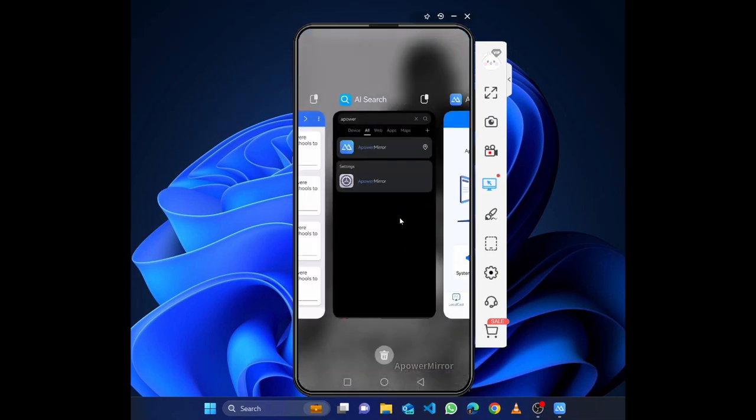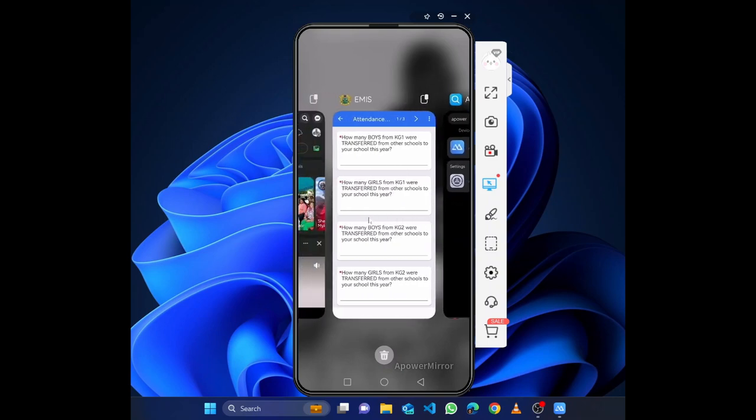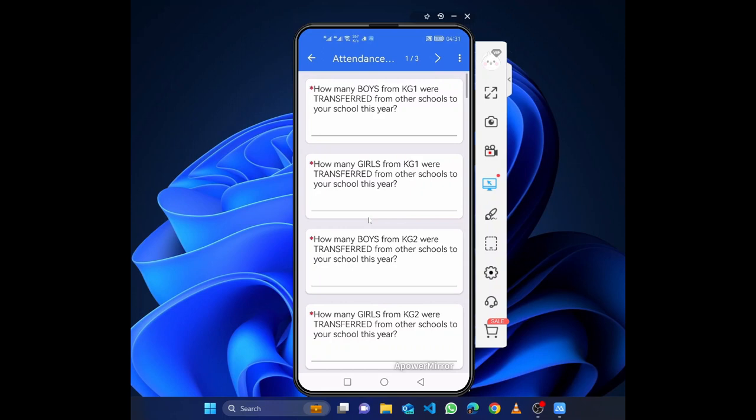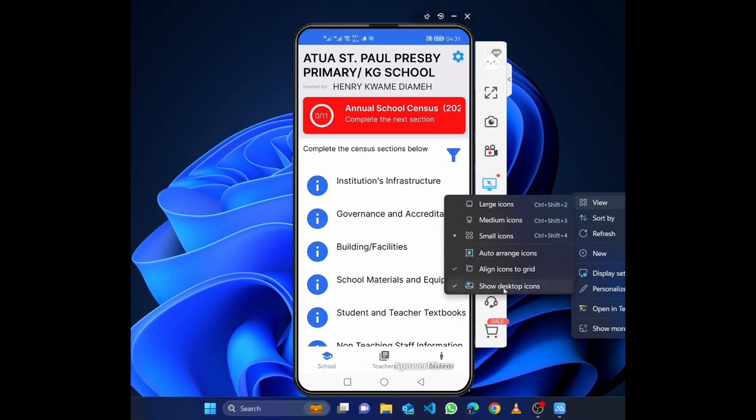We will be learning how to fill the form as a head. And as a head, you have a lot of role to play in this census. So the best you can do, when you have issues, is to follow the videos that we have made on every step.